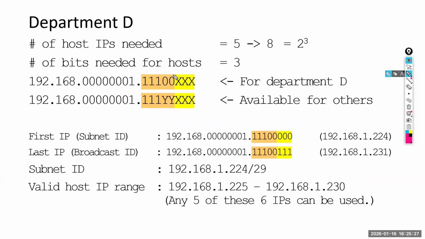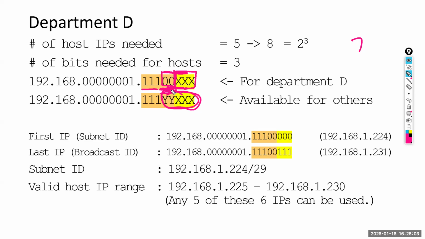Right? 3 bits are enough, because 2 to the power 3 is 8, and 8 minus 2 is 7. So then 11100 you can give to department D, and this block is still available for further subnetting. That is the second option. Either you allocate this entire thing to department D, then you don't have IP addresses for further subnetworks, or you just allocate this part and keep the rest for a future subnetwork. Any answer is correct.